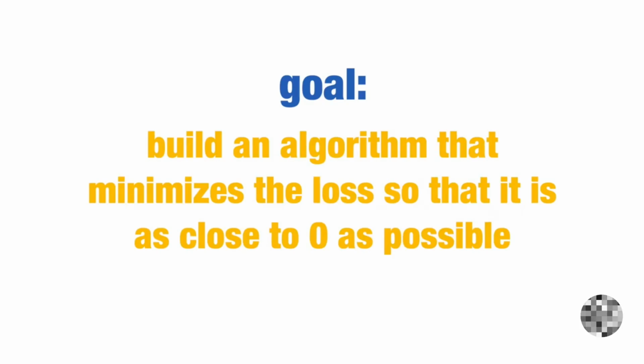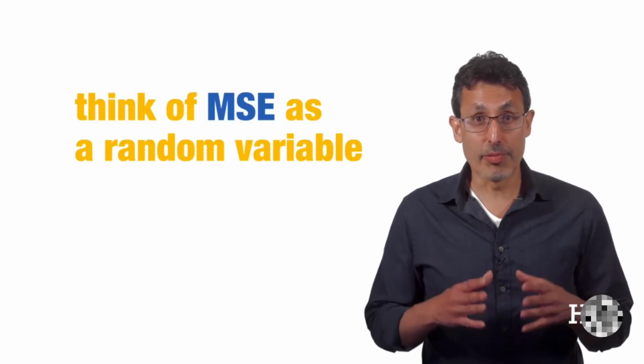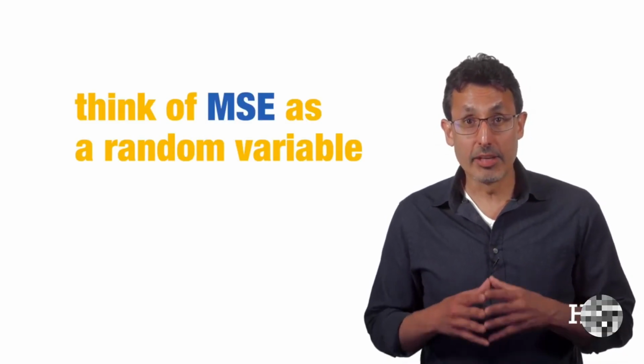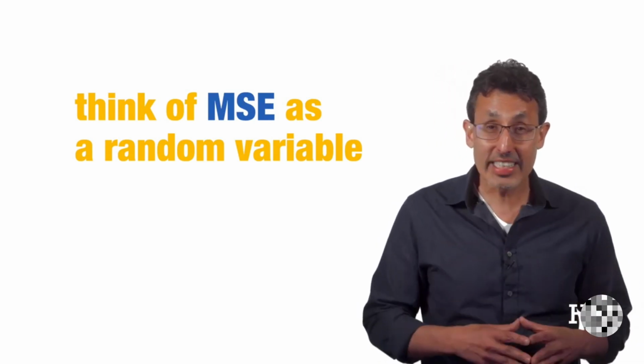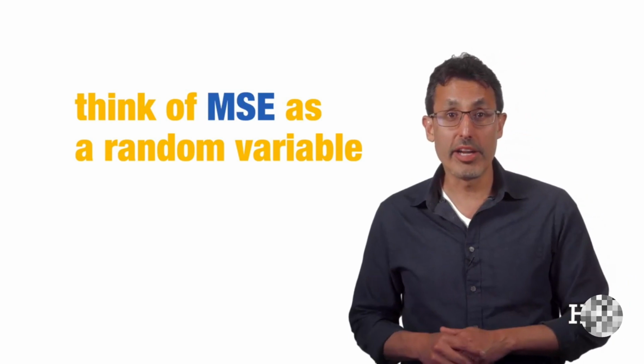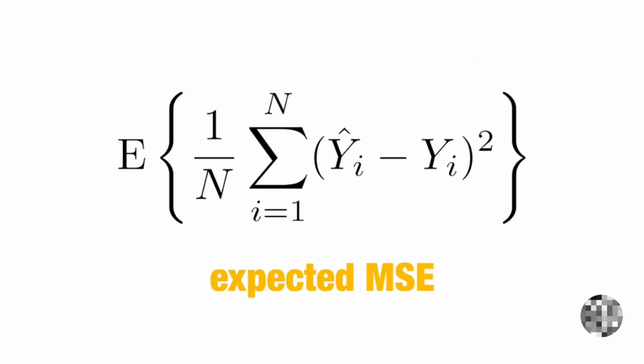In general, our goal is to build an algorithm that minimizes the loss so it is as close to 0 as possible. Because our data is usually a random sample, we can think of the MSE as a random variable, and the observed MSE can be thought of as an estimate of the expected MSE, which in mathematical notation we can write like this. Note that this is a theoretical concept because in practice we only have one data set to work with.